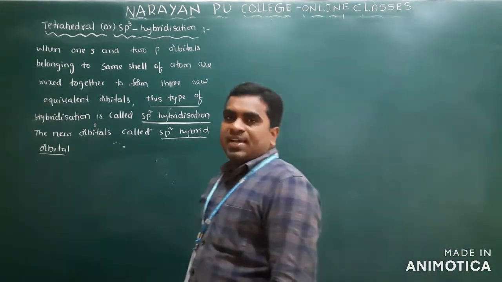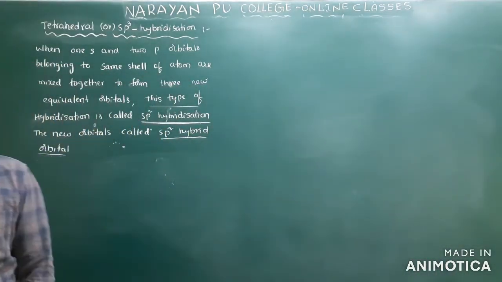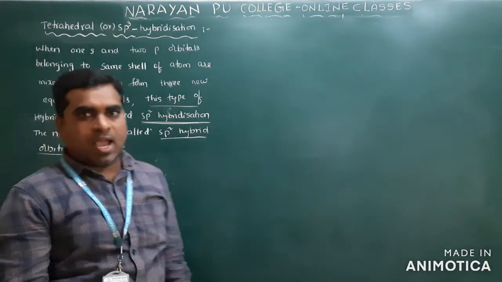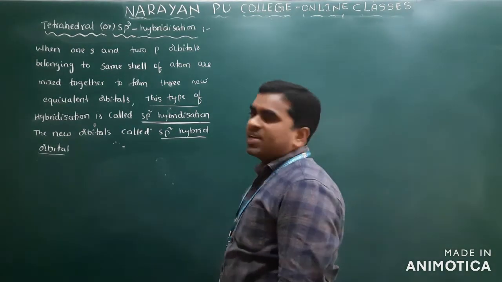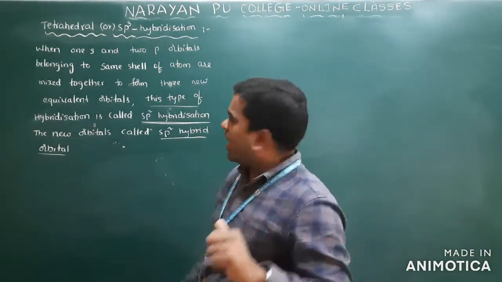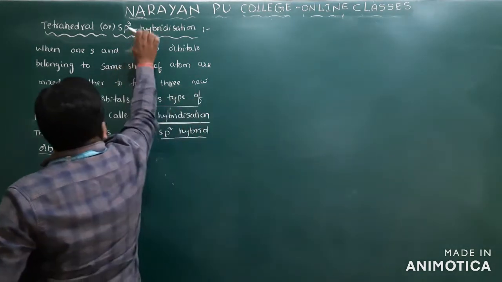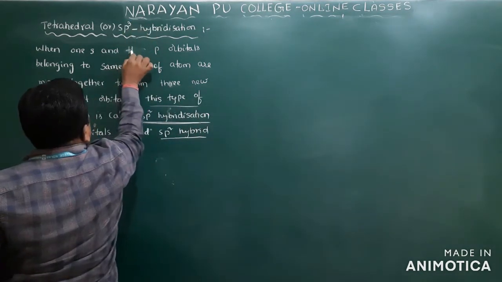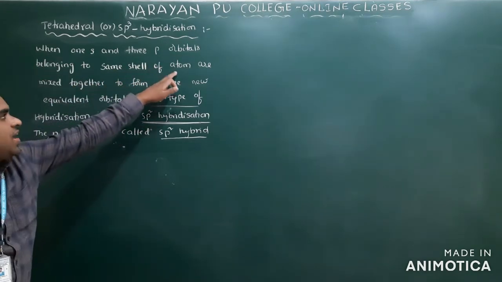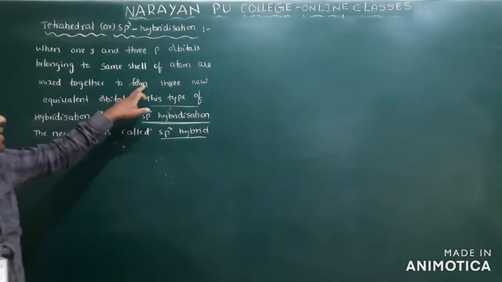So the next one is sp3 hybridization. sp2 is over, sp is over, and the third one is what is marked here, sp3 hybridization. In sp3 hybridization, there is one s orbital and here you have to take the 3 p orbitals. Clear? These belong to the same shell of the atom and are mixed together.